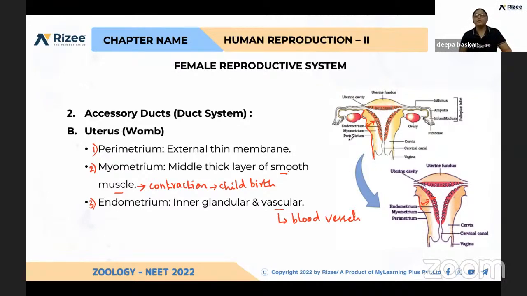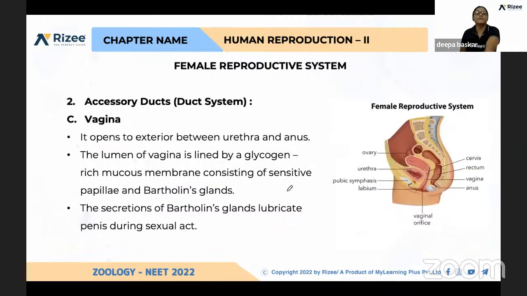Got it now? What is the role of each and every layer present in the uterus? It is very much important. Myometrium is for parturition, endometrium is for menstrual flow, and again endometrium only, implantation is happening. If fertilization occurs, the zygote will move, and implantation of the embryo will happen. At the blastocyst stage, it moves and is implanted in the endometrium layer. That is also important.